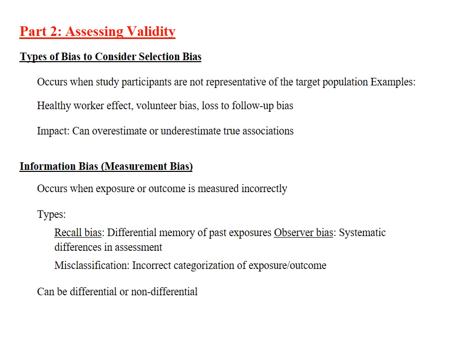The next one is information bias, like measurement bias, which occurs when exposure or outcome is measured incorrectly. The types of information bias are recall bias and observer bias. In recall bias, there is differential memory of past exposure, and observer bias is systematic differences in assessment. Misclassification is incorrect categorization of exposure or outcome, and can be differential or not.